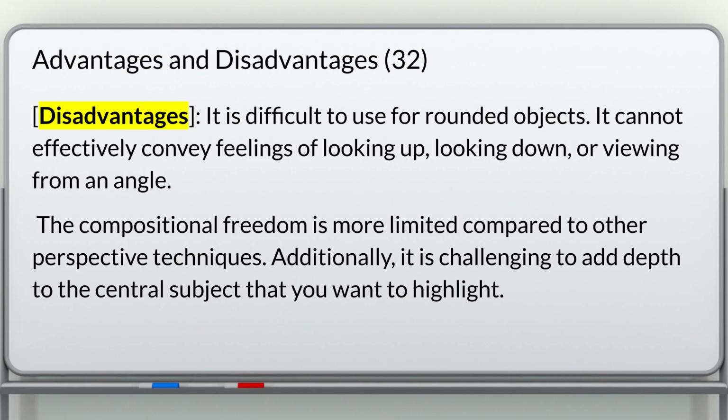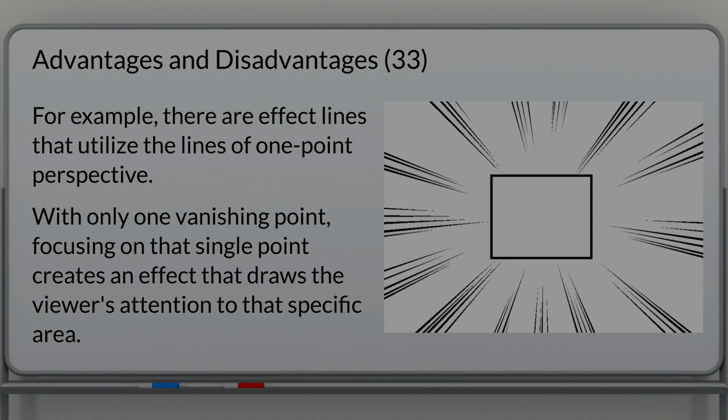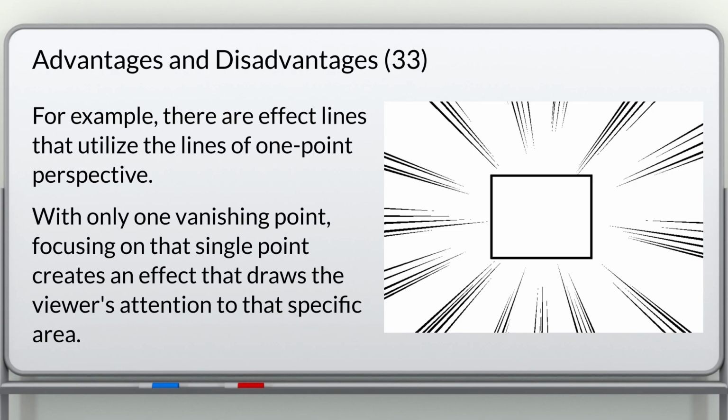It is difficult to use for rounded objects. It cannot effectively convey feelings of looking up, looking down, or viewing from an angle. The compositional freedom is more limited compared to other perspective techniques. Additionally, it is challenging to add depth to the central subject that you want to highlight. For example, there are effect lines that utilize the lines of one-point perspective. With only one vanishing point, focusing on that single point creates an effect that draws the viewer's attention to that specific area.